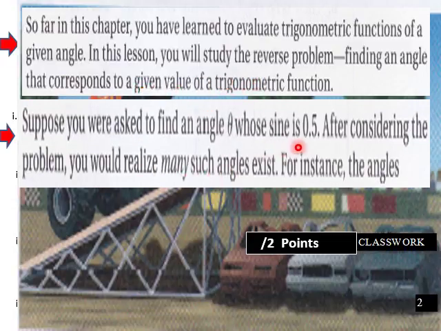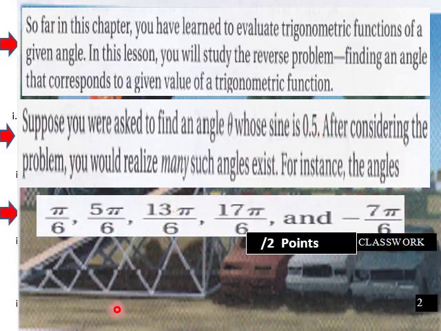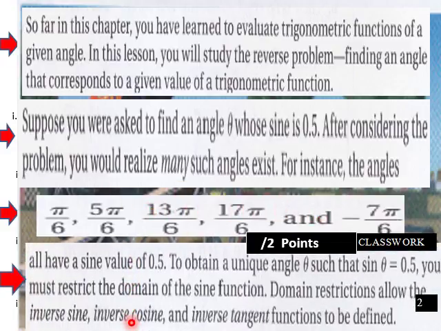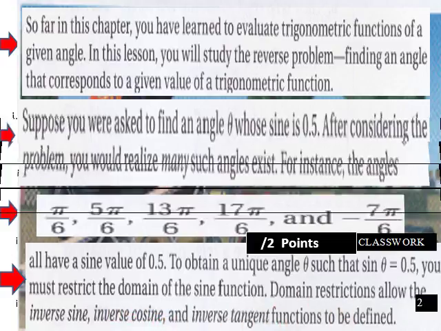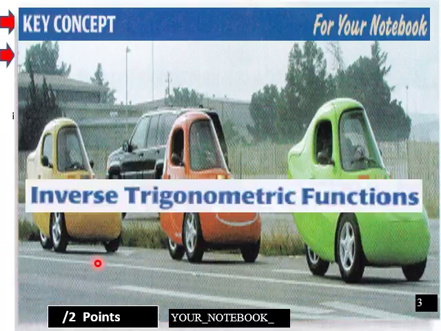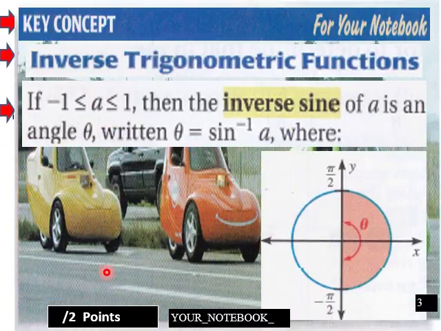Suppose you were asked to find an angle theta whose sine is 0.5. After considering the problem, you would realize many such angles exist. For instance, these angles here would all have a sine of 0.5. To obtain a unique angle such that sine theta equals 0.5, you want to restrict the domain of the sine function. Domain restrictions allow the inverse sine, inverse cosine, and inverse tangent functions to be defined. So now we have domain restrictions for inverse trig functions.